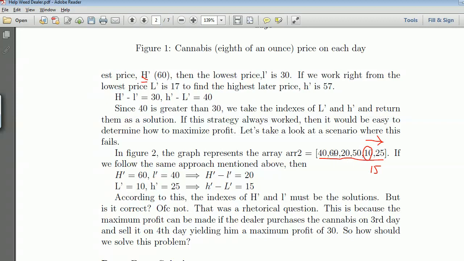Okay, and we find the highest price, which is 60 in this case, and we go left to find the lowest prior price, which is 40 in this case, and the difference would be 20, right? So 20 is the biggest difference, therefore the dealer should buy on day 1 when the price is 40 and sell it on day 2 when the price is 60.